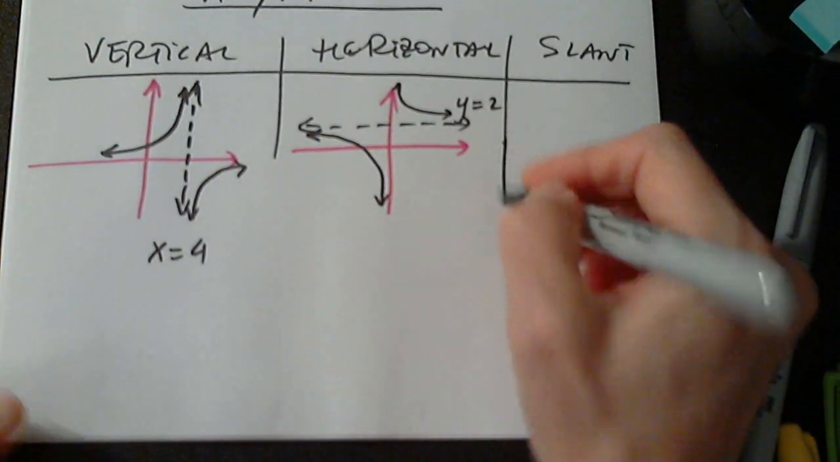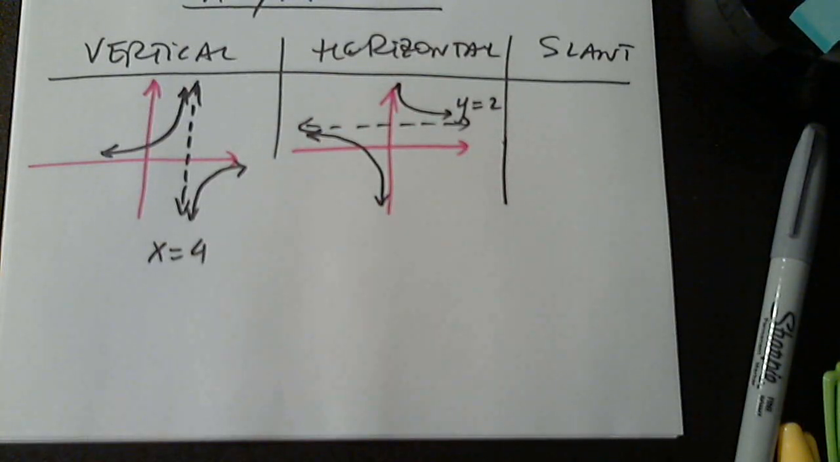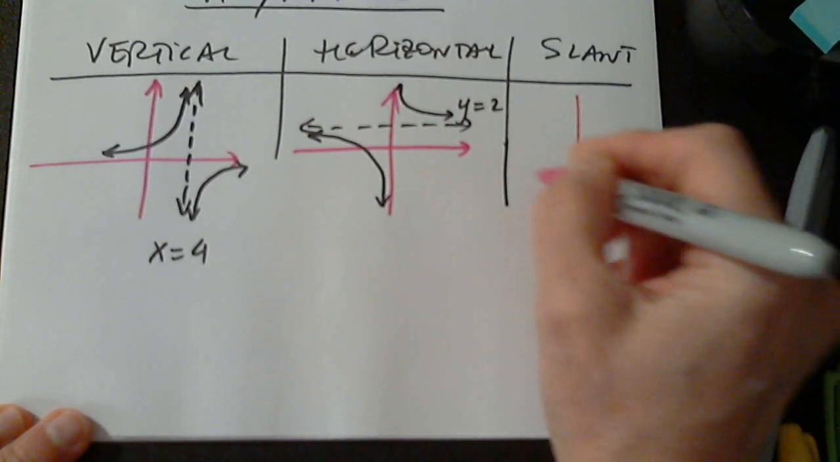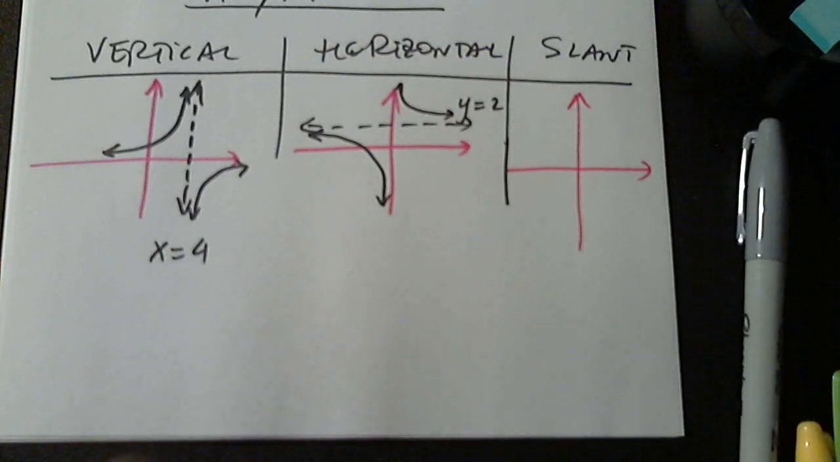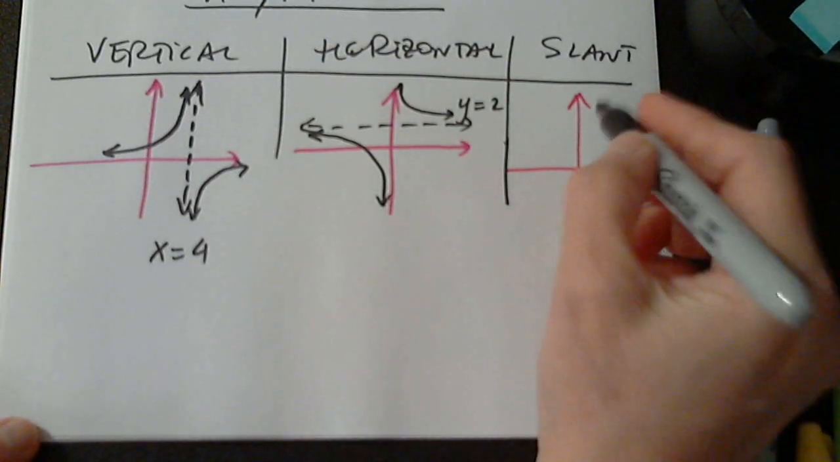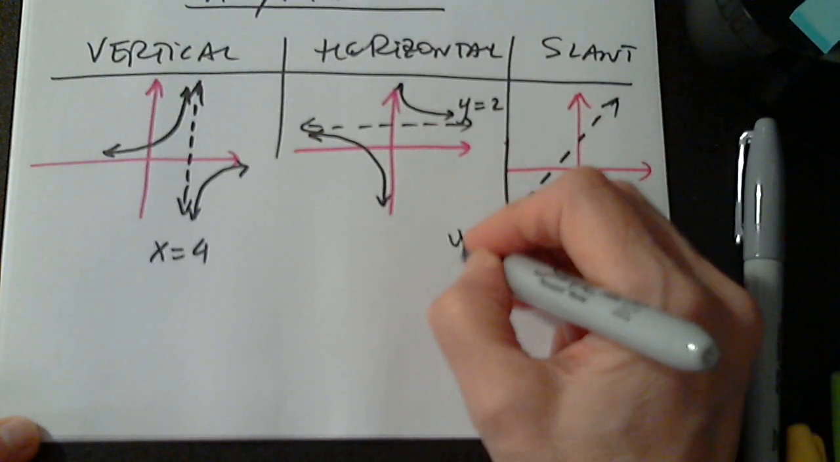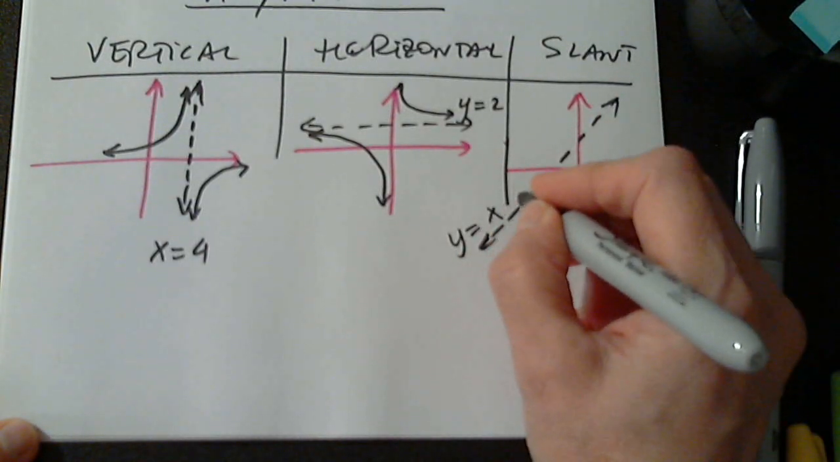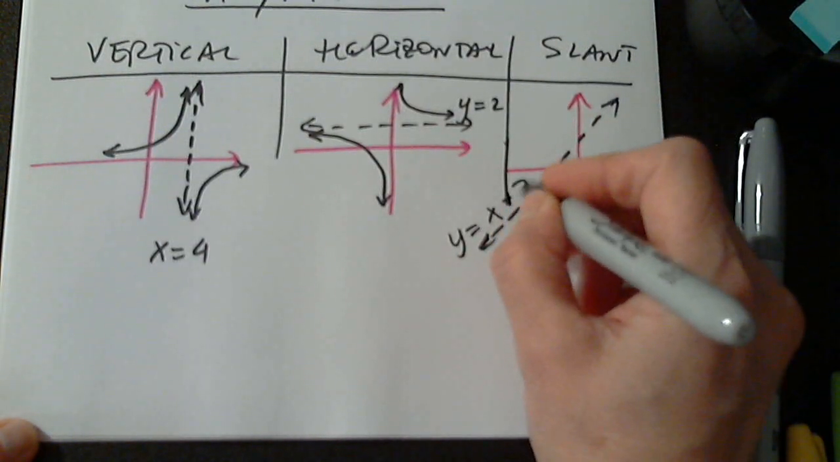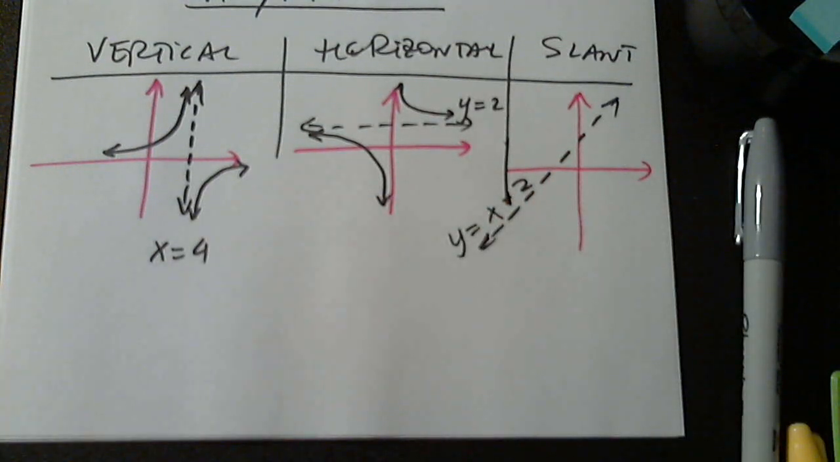Slant, as I promised, is the most cumbersome. Here is the slant situation. Something like this. Let's say y equals x plus 2, for example. What will the function do? Okay, the function will do this.